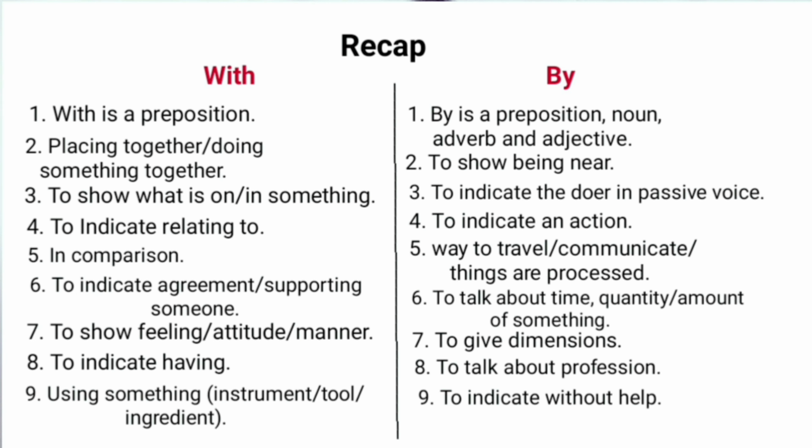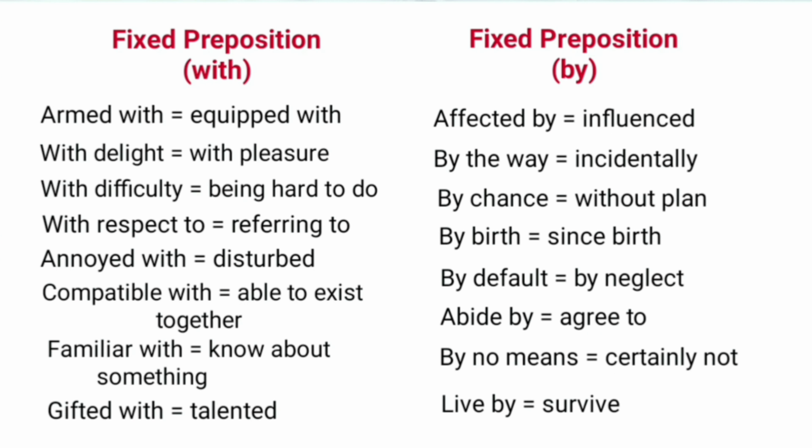This is recap of the whole lesson. You can pause and quickly revise it. Here are some fixed prepositional phrases with their particular meanings. Phrases with with. Armed with means equipped with. With delight means with pleasure. With difficulty, being hard to do. With respect to, referring to. Annoyed with, disturbed. Compatible with means able to exist together. Familiar with, know about something.